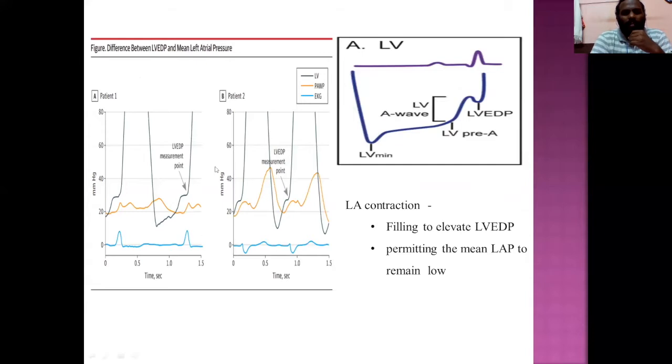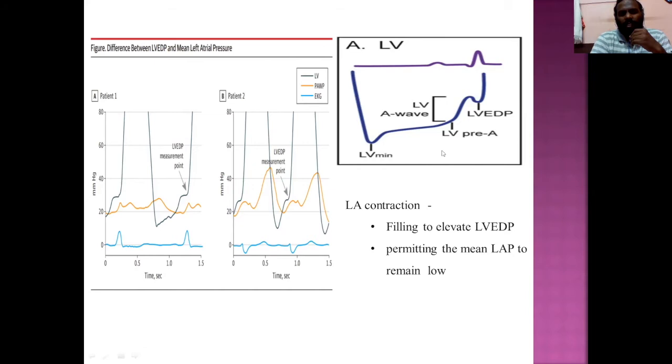Now look at this pressure tracing of two different patients. Both patients have an LVEDP of around 30 millimeters of mercury. But look at the LA trace, the orange line. In patient 2, it is very much increased, and in patient 1, it is almost low. So why is this happening?